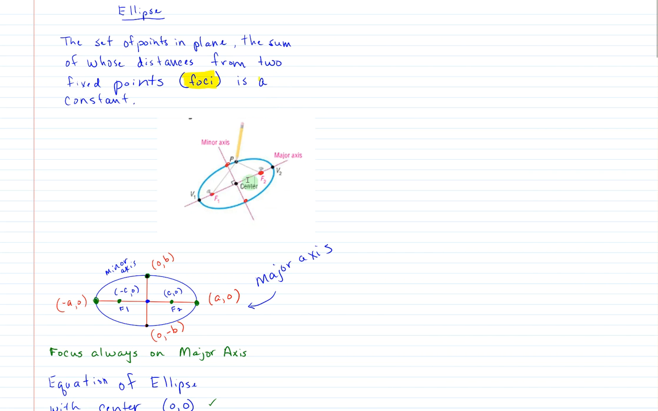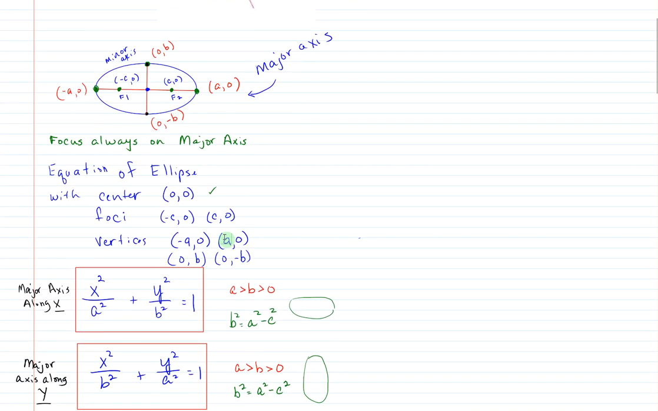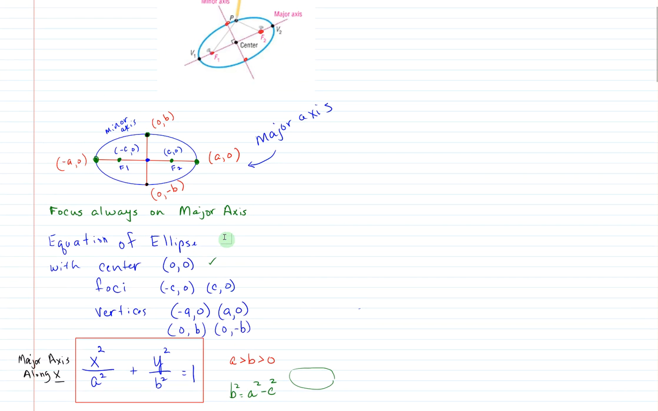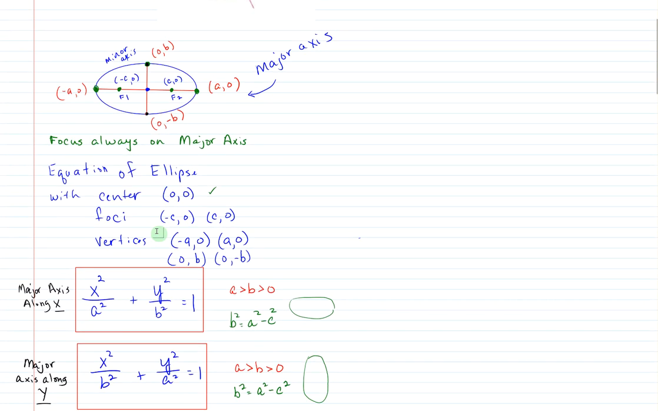You have a major axis. The center is on the major axis. There's a minor axis with some vertices here. Main vertices are on the major axis. The foci are inside the ellipse, and they are the same distance from the center. So you have two different kinds, but let's look at some of the important points.